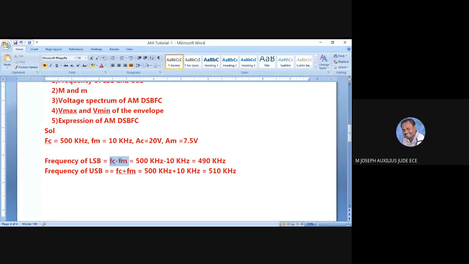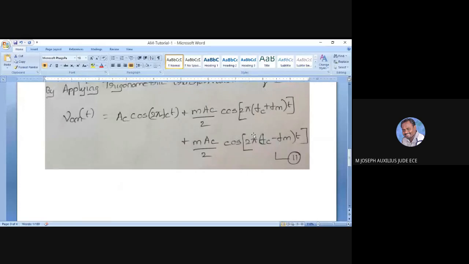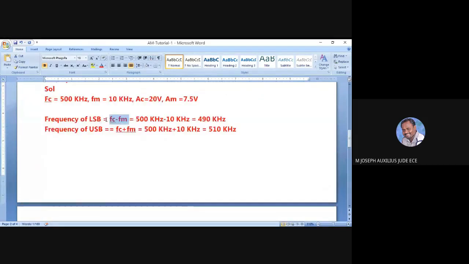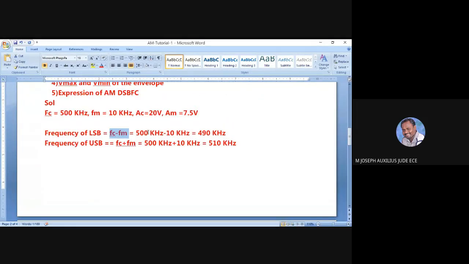How did I derive this formula? From equation number 11, where they have given Fc minus Fm of t and Fc plus Fm of t. So the lower sideband is Fc minus Fm. Fc is 500 kilohertz minus 10 kilohertz, so it is 490 kilohertz.